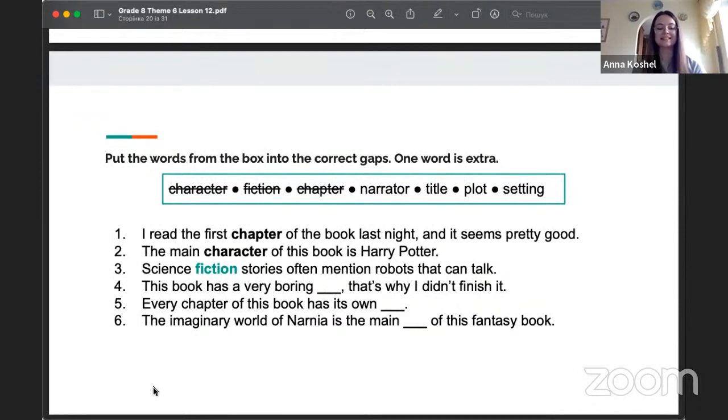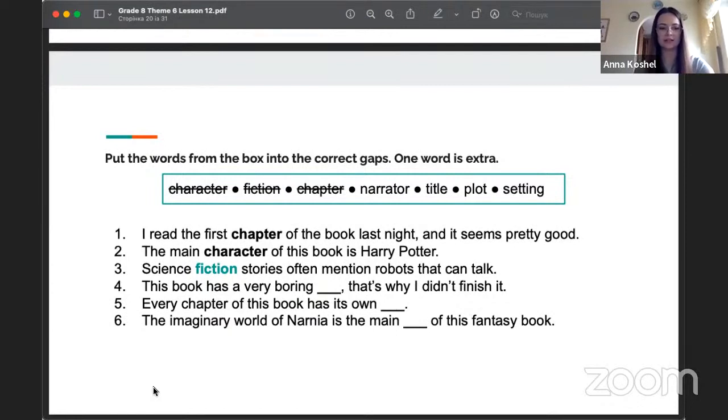Yes, this is called science fiction stories. So science fiction stories often mention robots that can talk. Good. Well done. Again, you can see the short word sci-fi in the chat. Pay attention, it has a hyphen, зазвичай пишуть з дефісом. Sci, дефіс, fi. Okay, number 4.